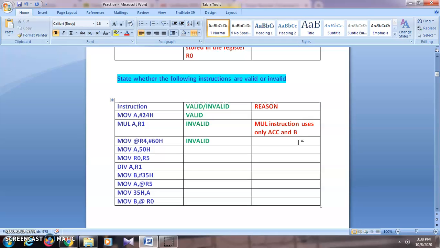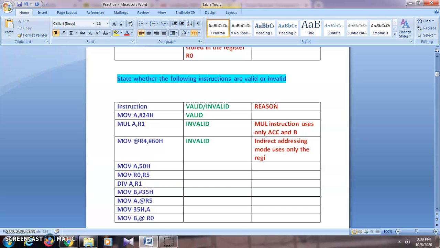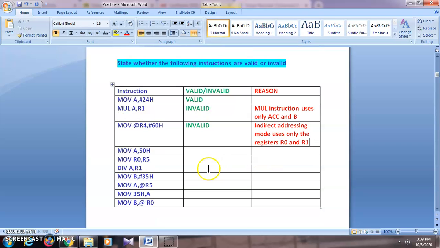Why? The reason being indirect addressing mode uses only the registers R0 and R1. You cannot use any other register.